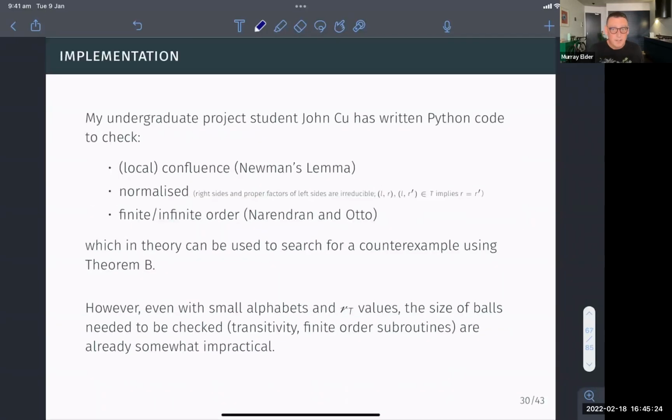So my student, John Koo, I put a picture at the beginning, has coded all this up in Python and tried to run it, but obviously the size of balls is still pretty big. So we're going to be breaking some supercomputers at UTS to try and get this to give us anything interesting. But yeah, everything is quite programmable.